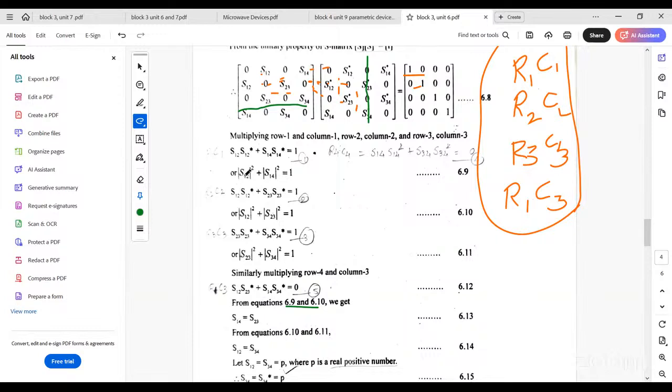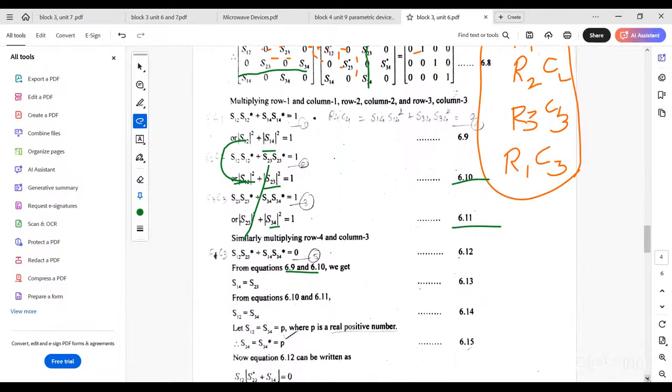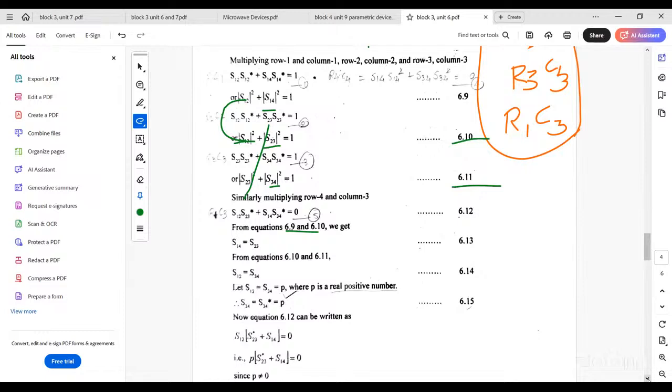In 6.9 and 6.10, S12 is there. So what I am doing is equating, and I am making S14 square equal to S23 square. So S14 equals S23. We got 1. That is 6.13. And next check 6.10, 6.11. Which is common? 2, 3, 2, 3 is common. This is cancelled. Which is left? 1, 2 equals 3, 4 is left. That is 6.14.